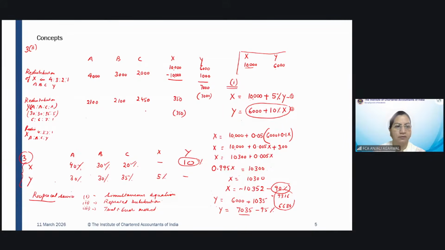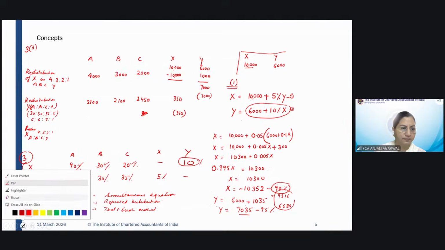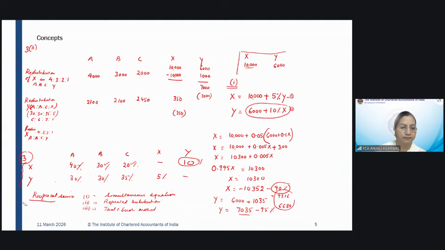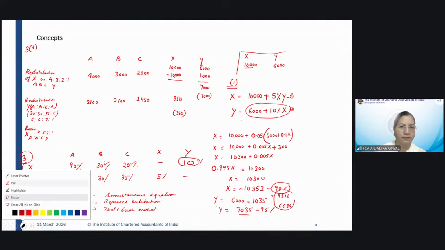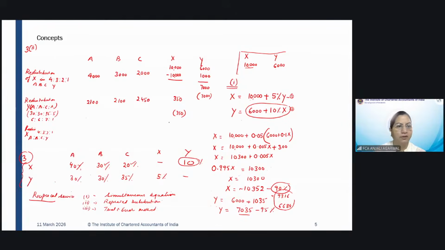So 35 into 4, 140 goes to A, 105 goes to B, 70 goes to C, and 35 again comes to Y.